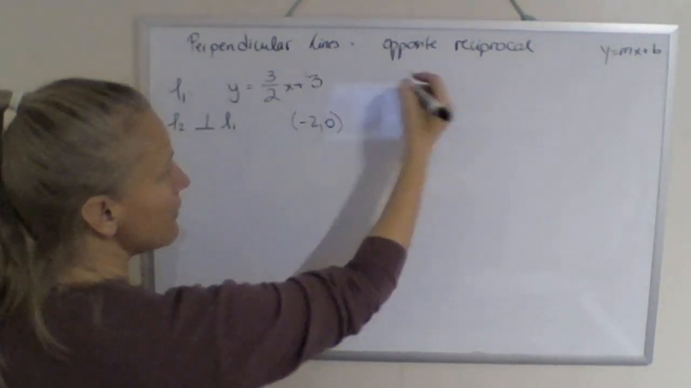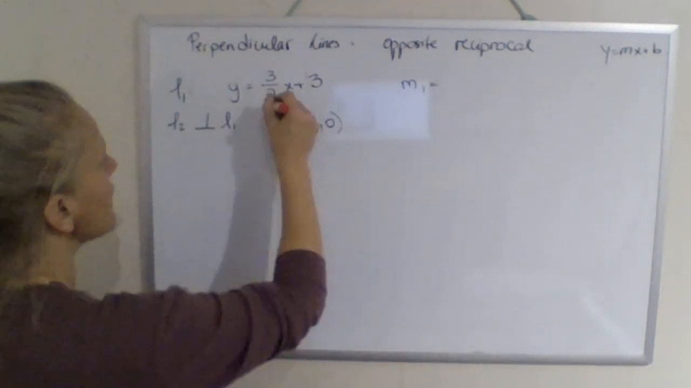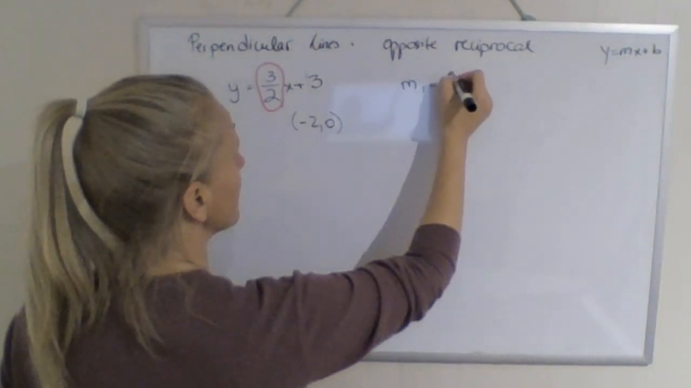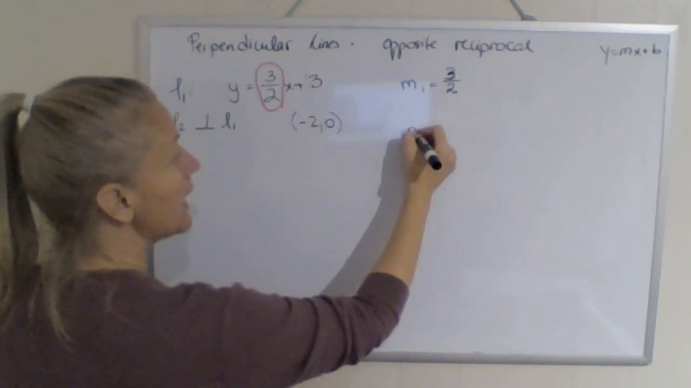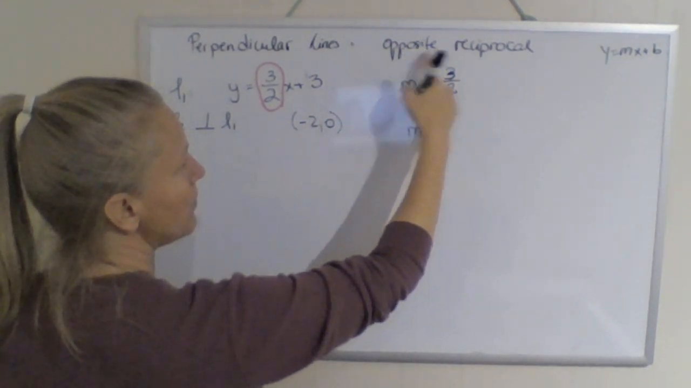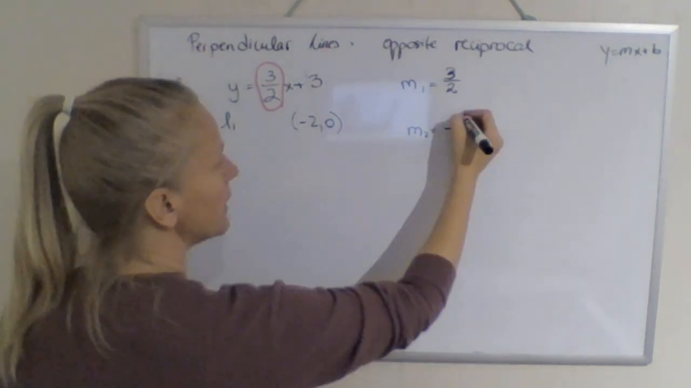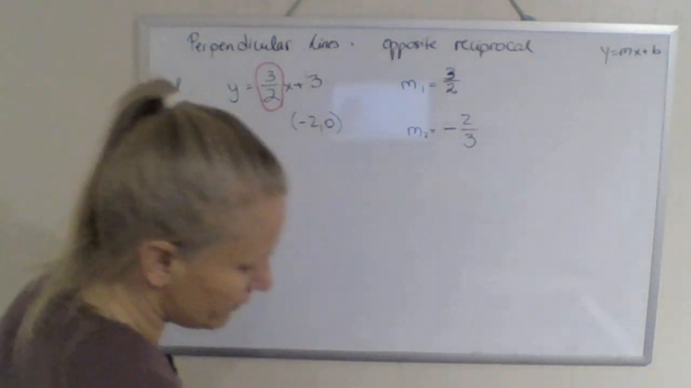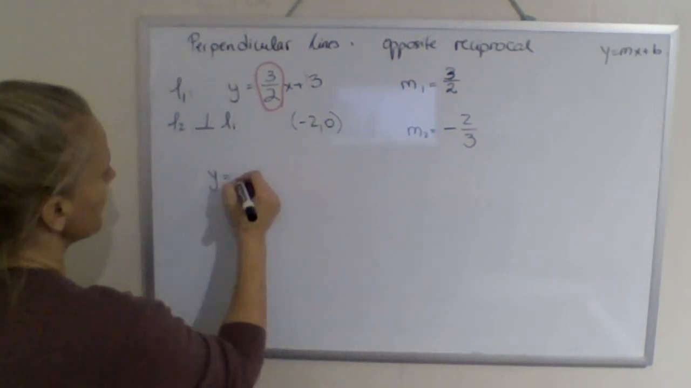So for my first line, the first thing I want to do is find my slope. And we said the slope is always the number in front of x. It's 3 over 2, which means for my second line, it's going to be the opposite reciprocal. This is a positive, so it becomes a negative. Reciprocal is 2/3. That's where we are. Let's go ahead and find the new equation.